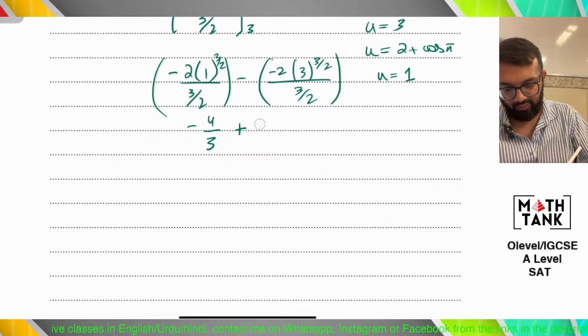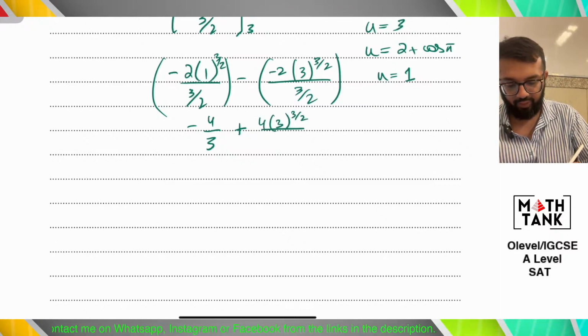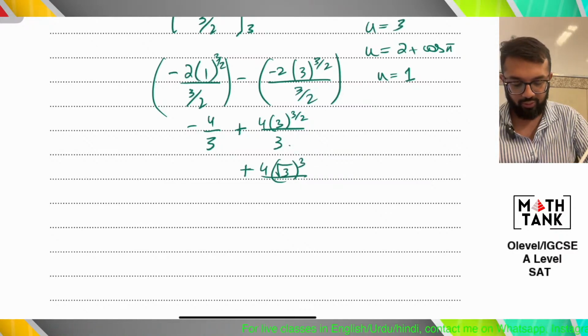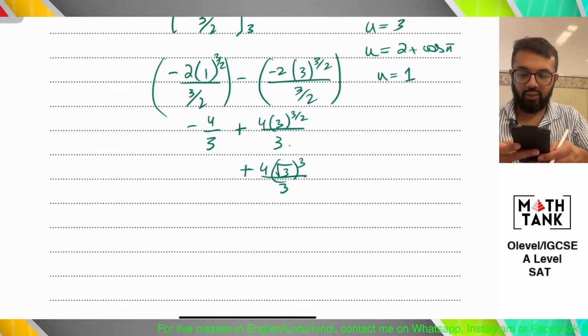That will become plus 4 into 3 power 3 over 2 over 3. Okay, so for 3 power 3 over 2 it's simply 4 root 3 cubed. Okay, you can put this on a calculator.